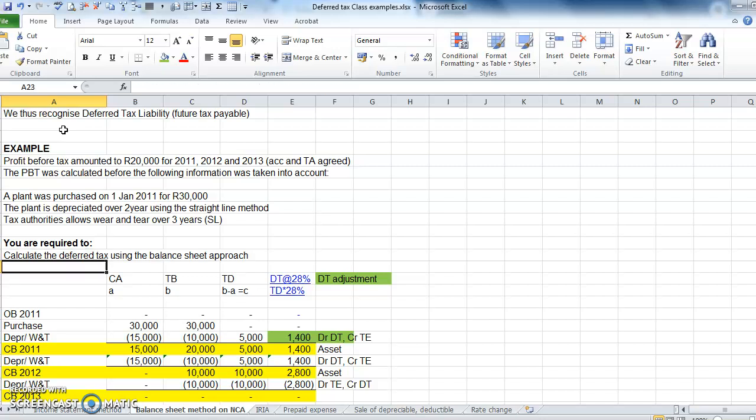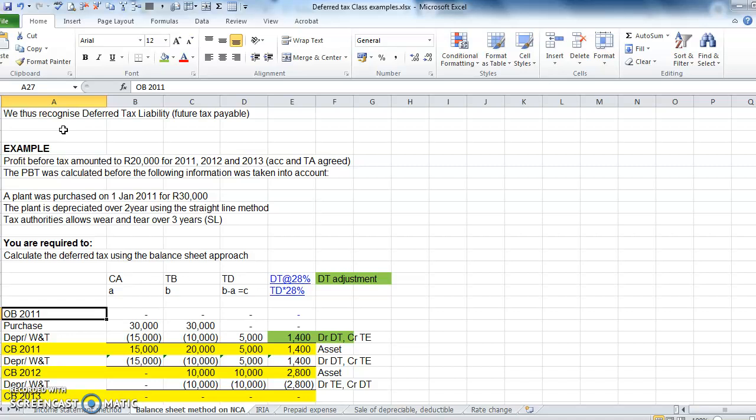So we need to calculate the deferred tax using the balance sheet approach, right? Okay, so the format that we're going to use is our carrying amount first, the same format that I showed you guys in the slides. So our carrying amount, our tax base, our temporary difference, and then our deferred tax balance, right?